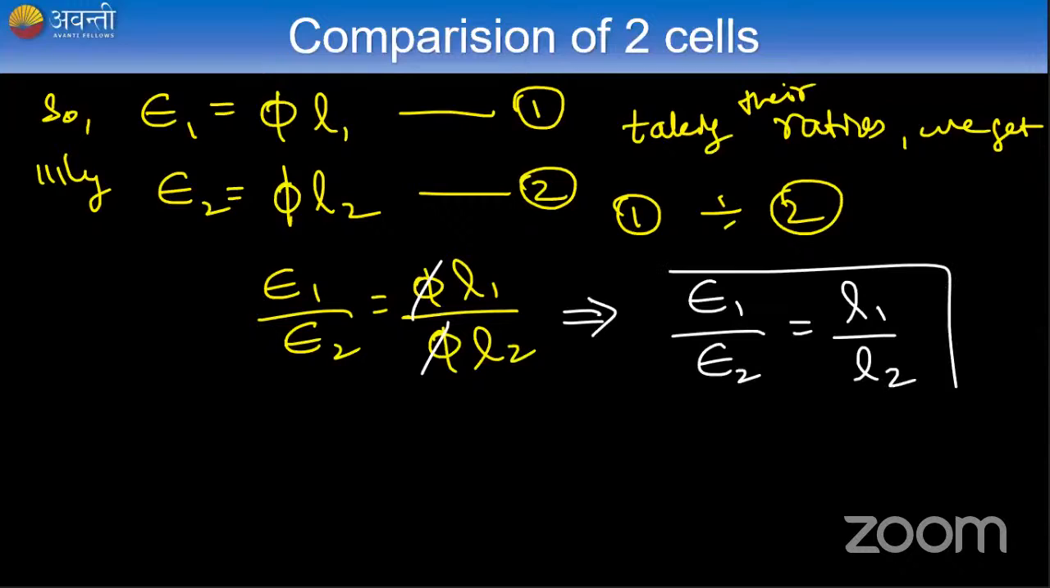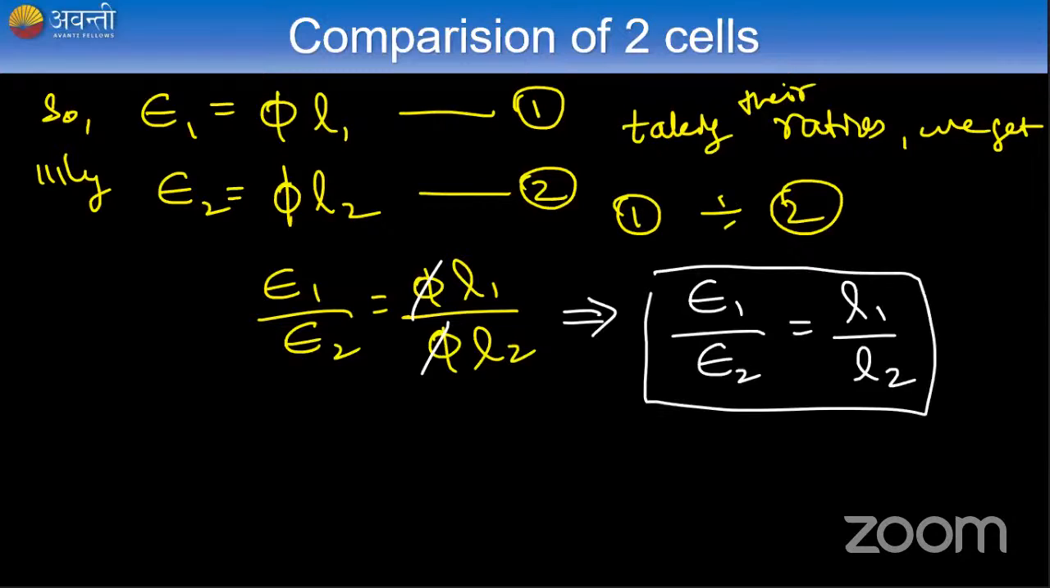Using this equation, we can find out the EMF of any unknown test cell. Let's take an example. So this is the expression used to find the EMF of unknown value. So guys, I hope everyone has got this. So what are we going to do?